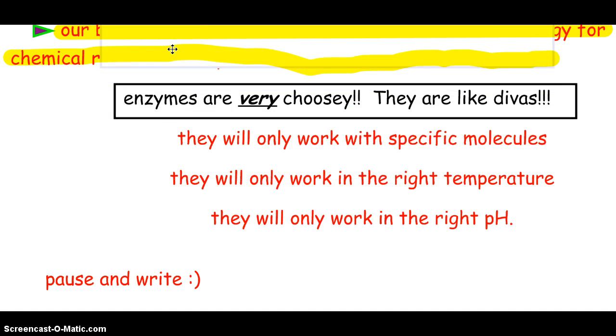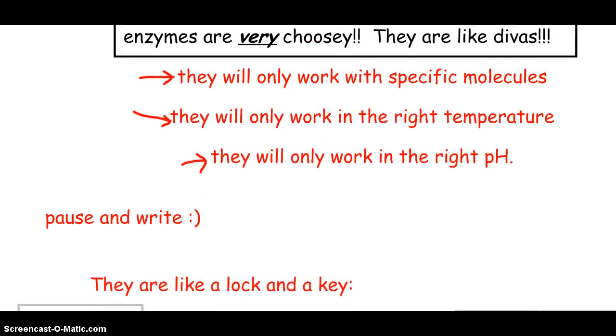How are enzymes so picky? Well, first of all, one thing that makes them very picky is that they'll only work with specific molecules. Very picky. They won't work with just anybody. It has to be just right. They only work at the right temperatures. If it gets too hot or too cold, they won't work anymore. And they only work at the right pH. If it's too acidic or too basic, they won't work either. And each enzyme is different. Some enzymes work with one molecule, and it has to be a higher temperature in an acidic environment, and some of them work better in lower temperatures with a basic environment. It depends on the enzyme. Okay, so pause and write that.